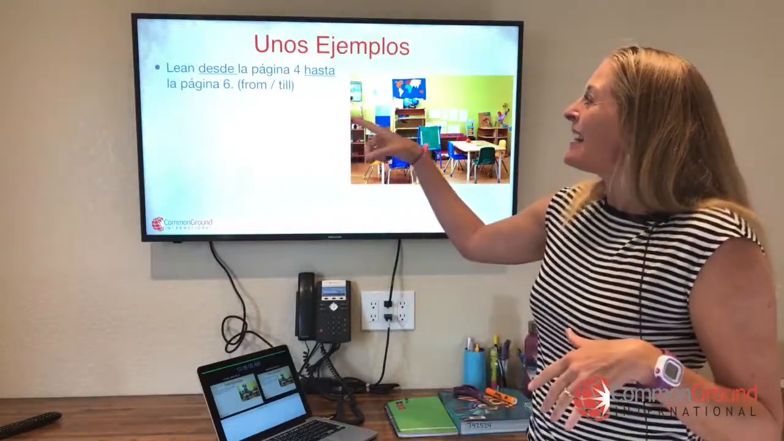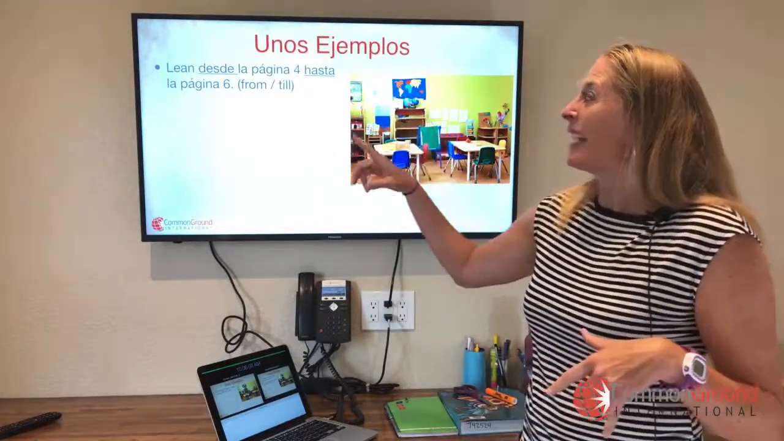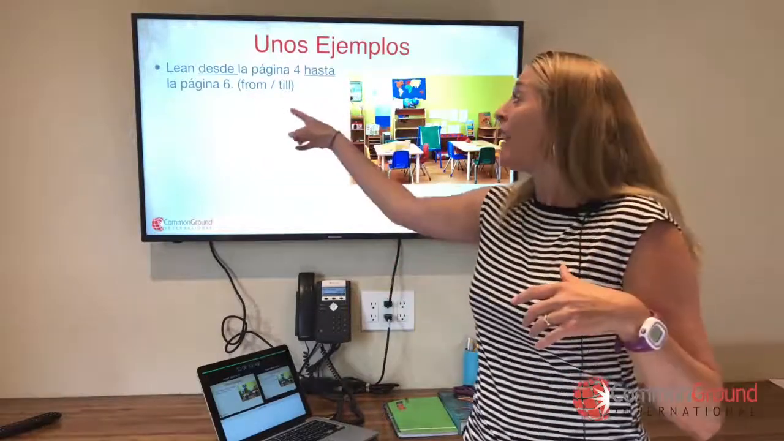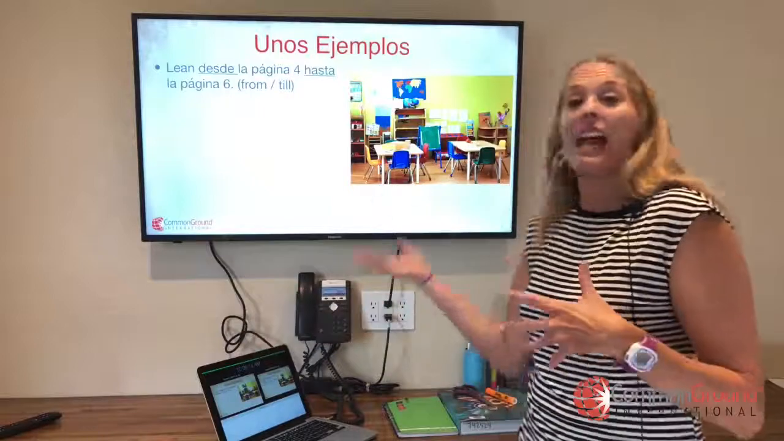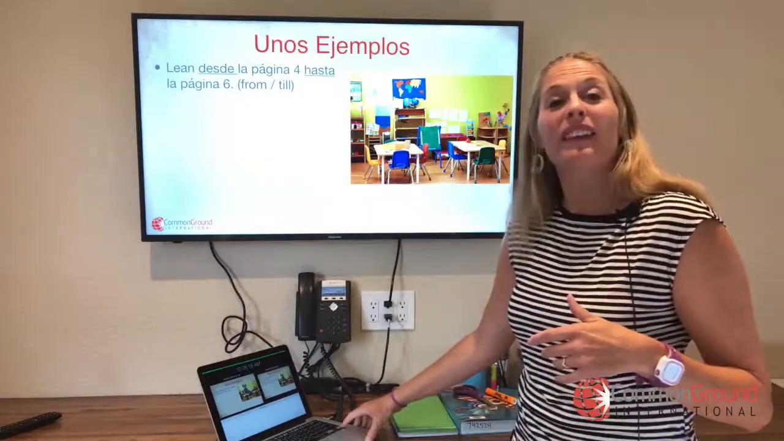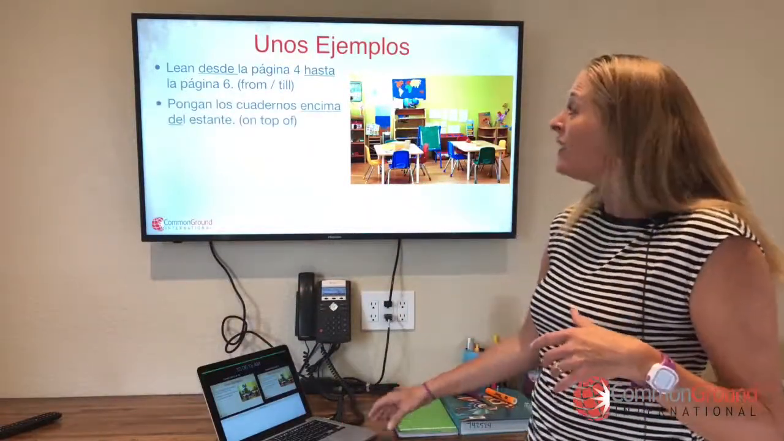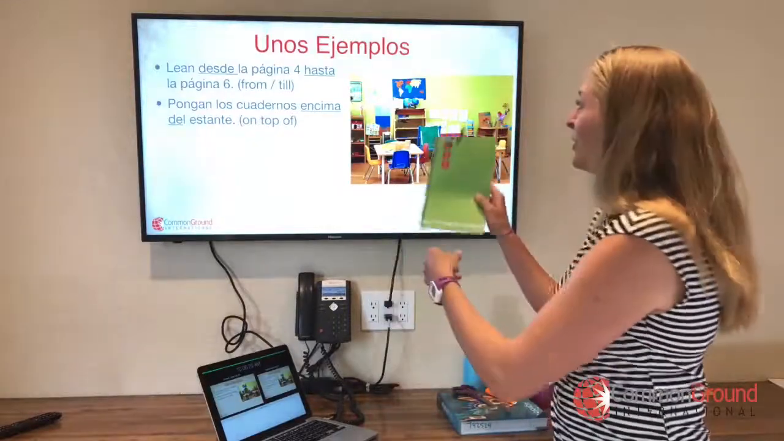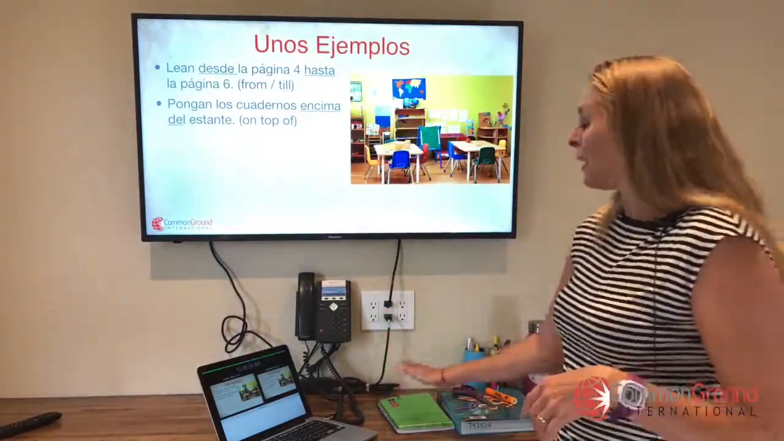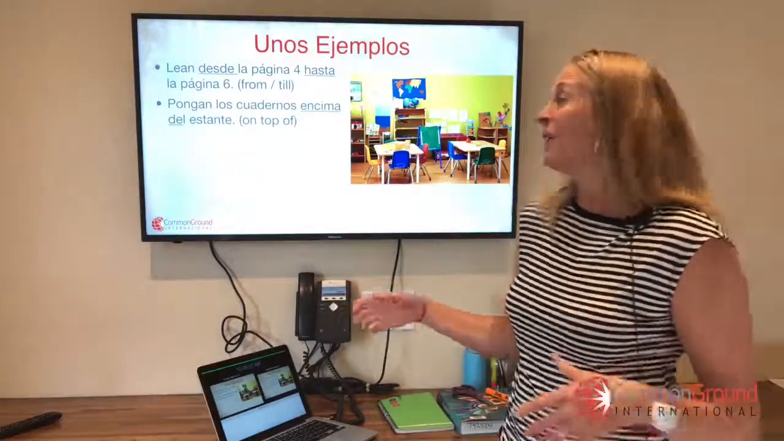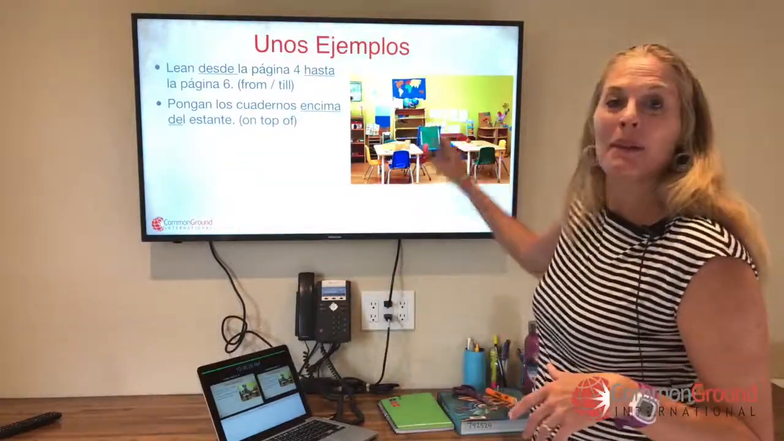So lean desde la página 4 hasta la página 6. So read from page 4 until page 6. Un ejemplo. So this is from the front lines, from you guys. Pongan los cuadernos. Esos son los cuadernos encima del estante. So put your cuadernos on top of the estante, on top of the bookcase.